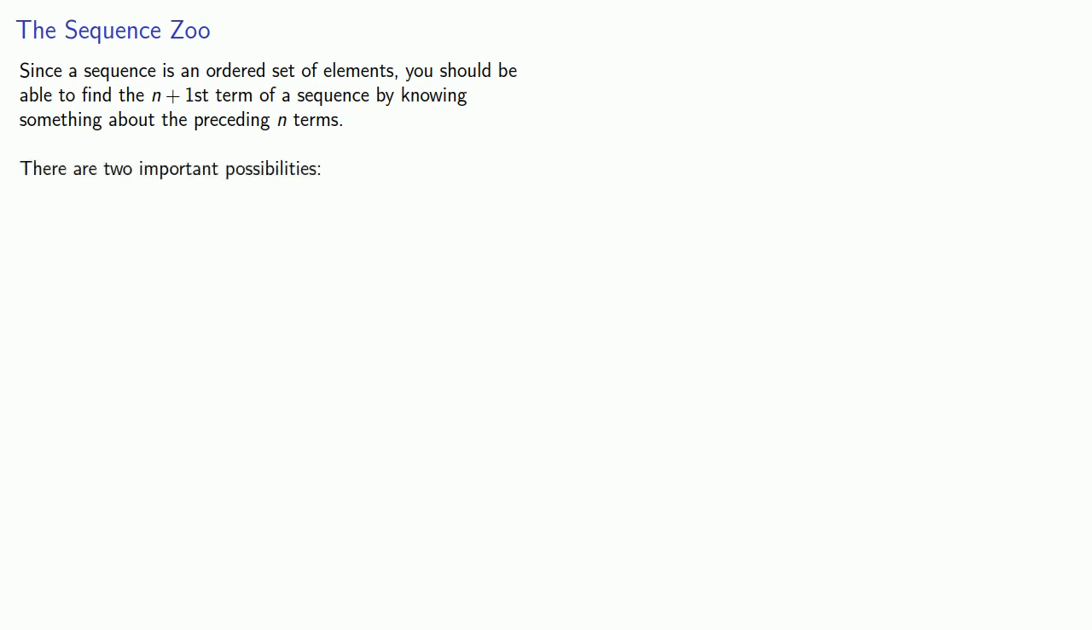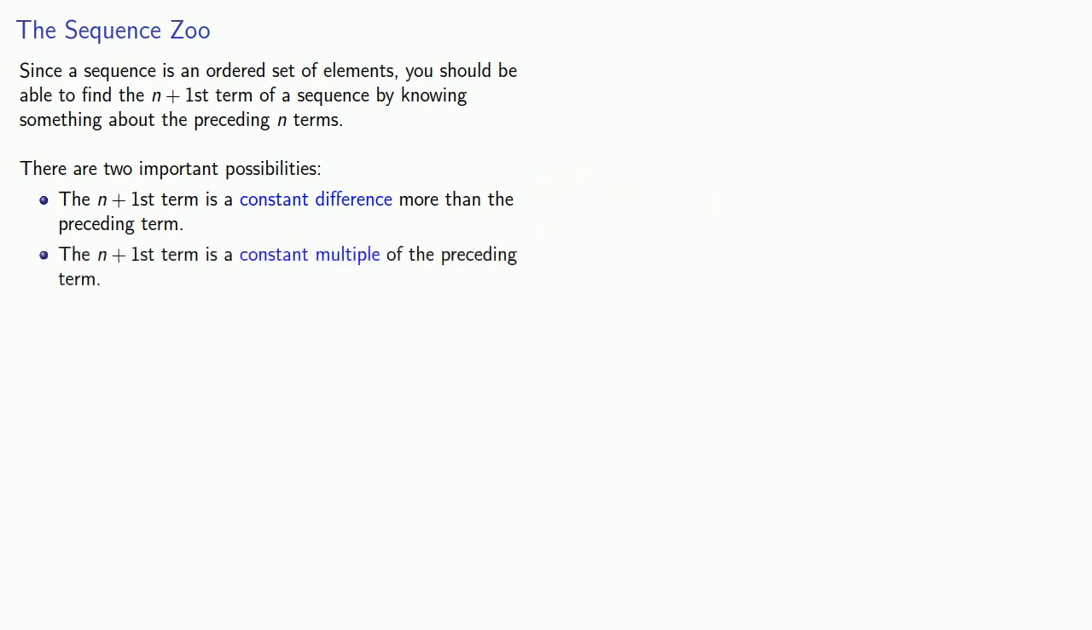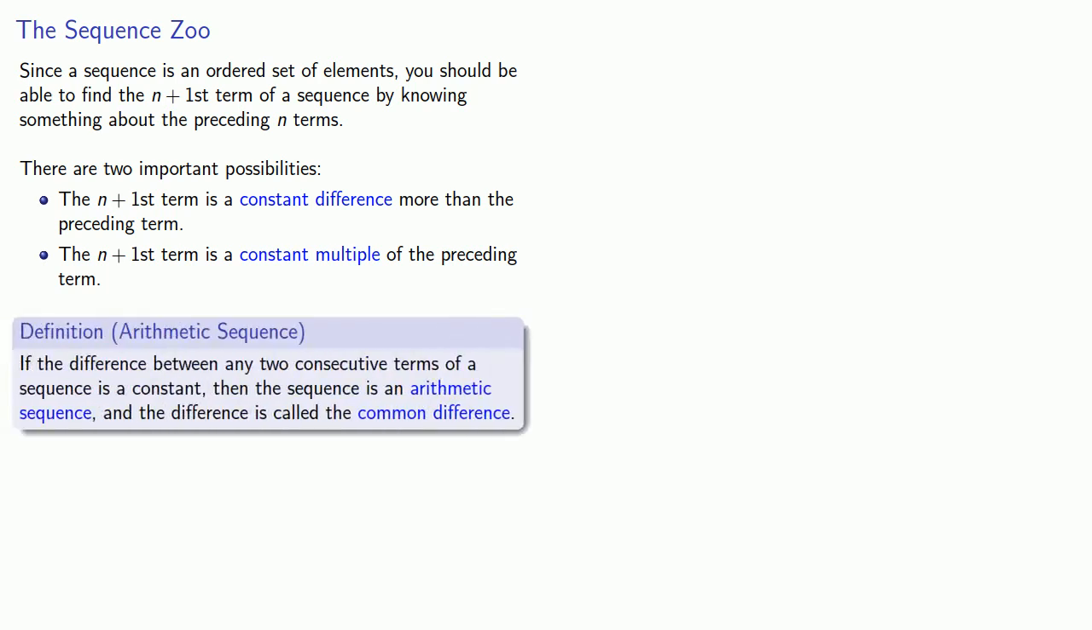First, the n plus first term is a constant difference more than the preceding term. And second, the n plus first term is a constant multiple of the preceding term. In the first case, where the n plus first term is a constant difference more than the preceding term, we'll end up with an arithmetic sequence which we'll define as follows.